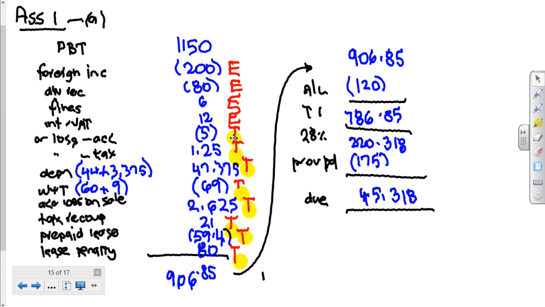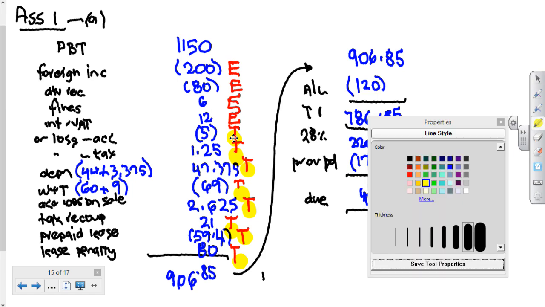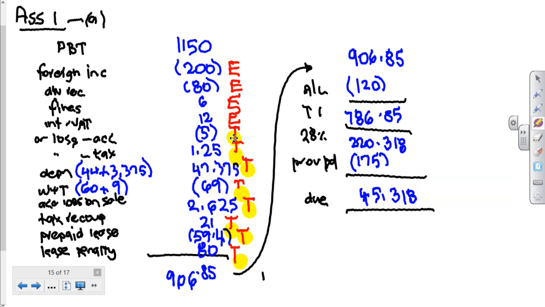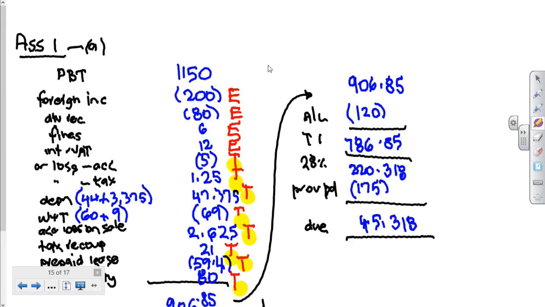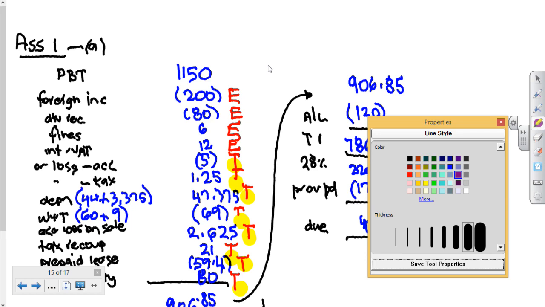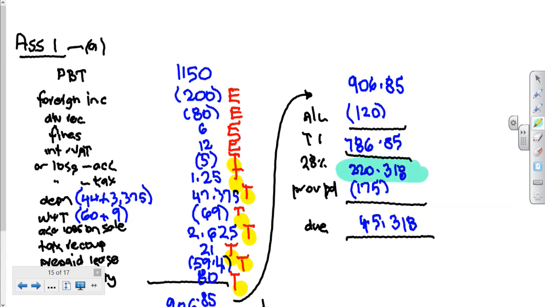The number that's going to go into my tax note is this number. Oh, that's ugly. I mustn't do that, because then you can't read it. Undo. Let's do a lighter color, like that one. This one. Okay, so that's the number that goes into my tax expense note, income tax expense note.